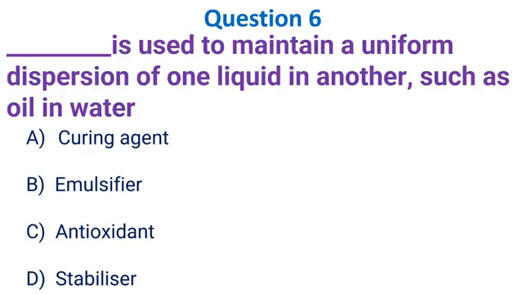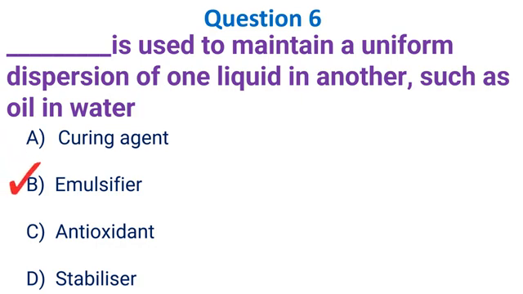Question number 6. Dash is used to maintain a uniform dispersion of one liquid into another, such as oil and water. Options are option A, curing agent, option B, emulsifier, option C, antioxidant, option D, stabilizer. Correct answer is option B, emulsifier.